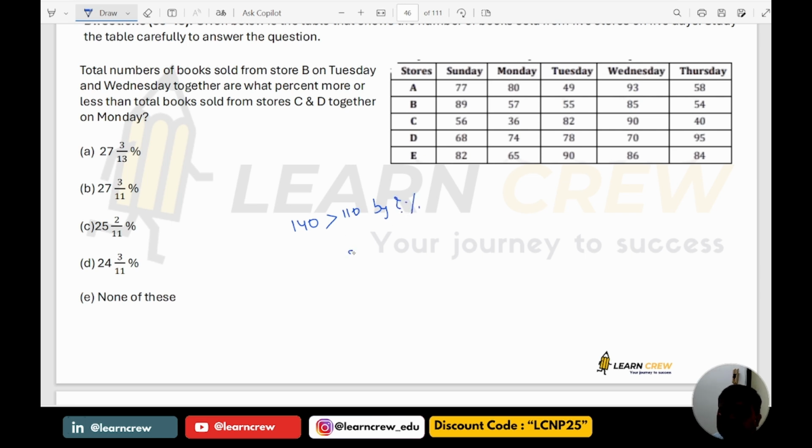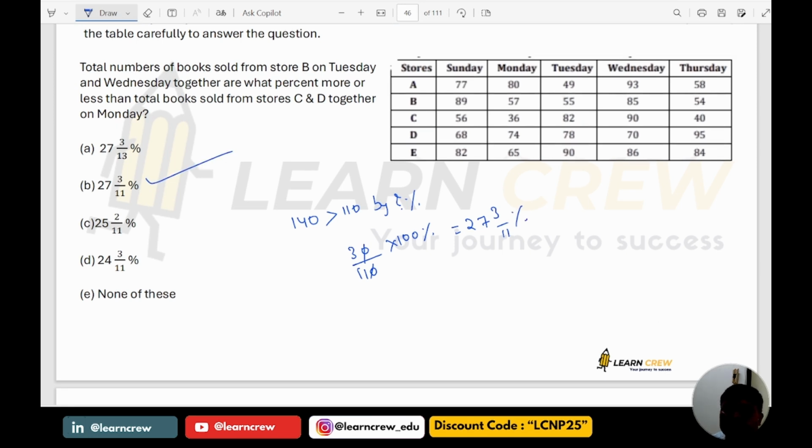So 140 is greater than 110 by how much percentage? So the difference is 30 by base value into 100. So it is 3 by 11. 1 by 11 is 9 1 by 11. 3 by 11 is 3 into 9 1 by 11, which is 27 3 by 11.